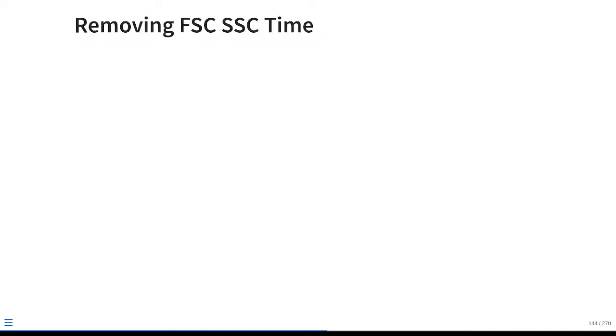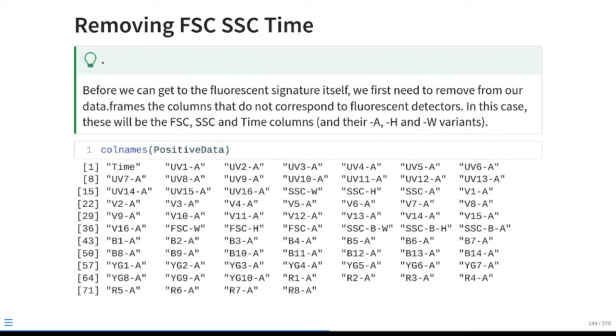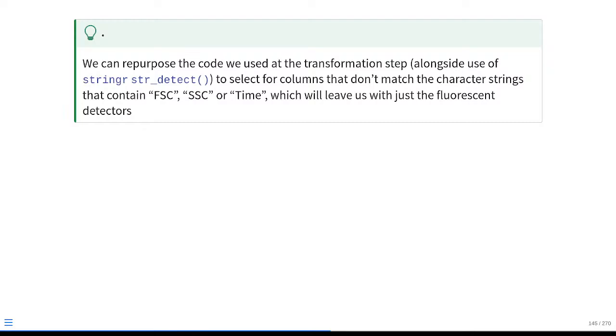Alright. At this point, we have a lot of the elements we need to extract our fluorescent signature, but we still have a few extra detector parameters that are not actually fluorescent detectors. Instead, we have the forward scatter, side scatter, and time columns, as well as their area, height, and width variants. So we need to remove those from our data frame for both the positive data and the negative data before we move forward. One way we can do this is to repurpose the code we've used in the past when specifying which column names will be transformed.